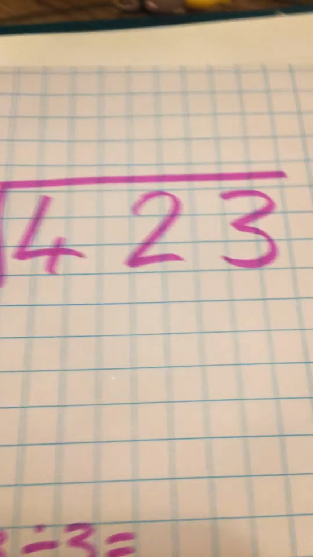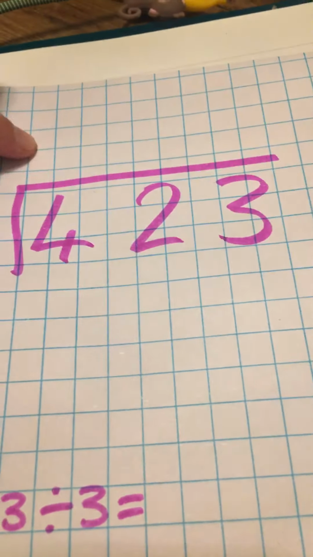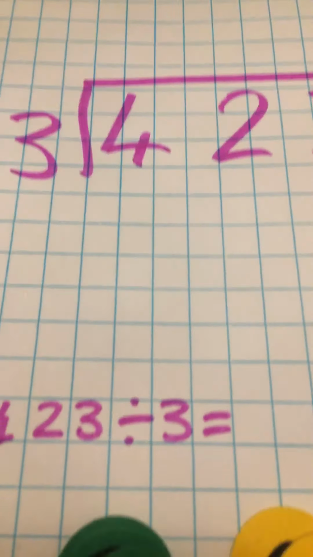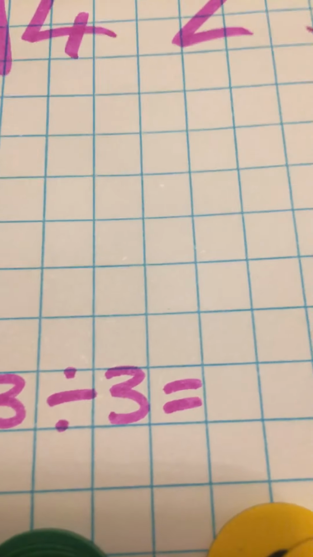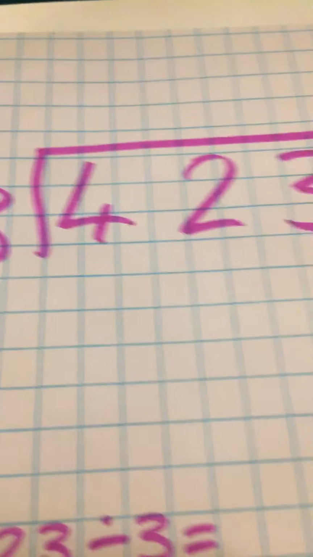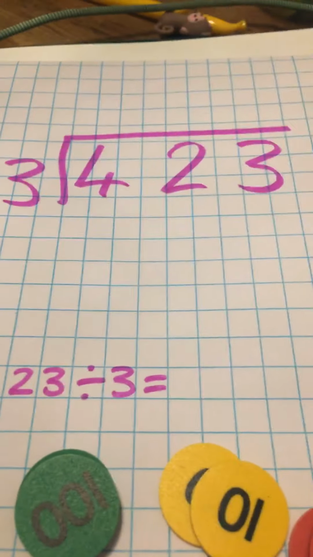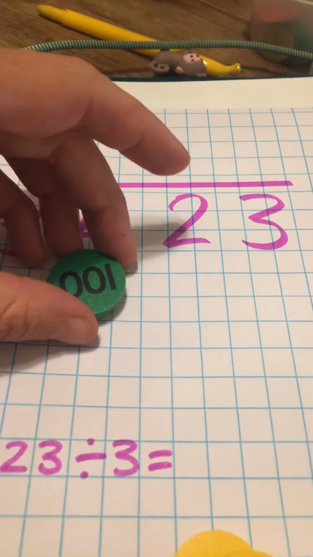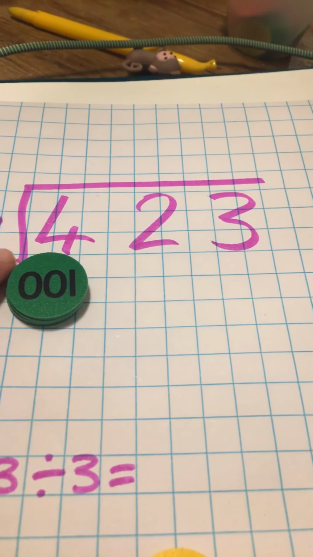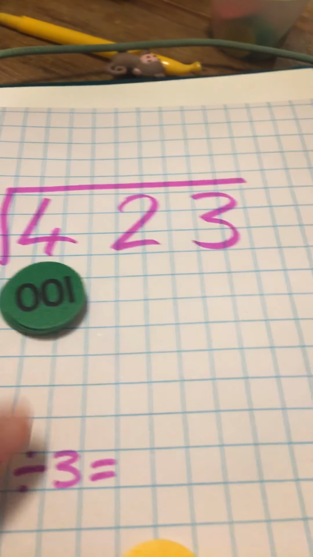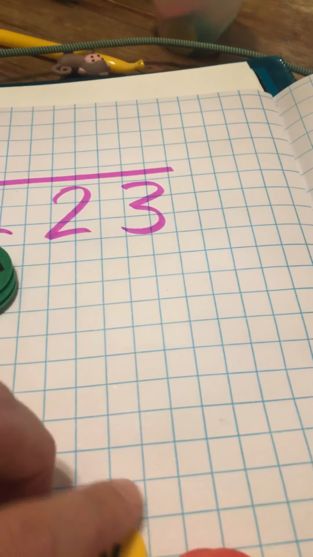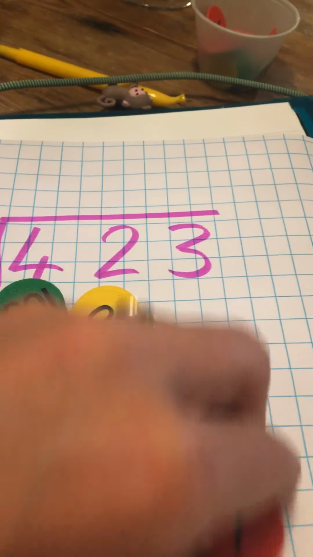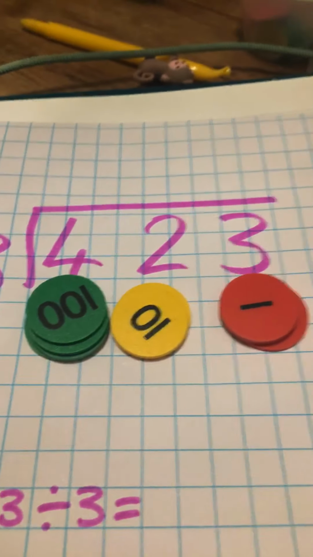So what we do is we put the large number inside the bus stop. Here's the bus stop. Here's the larger number, 423. And the number that we want to split it into, 3, we've popped outside there. Just for visual aid, I'm going to put my counters down. You could draw these underneath if you wanted to. Under the hundreds, I've got 4 hundreds. Under the tens, I've got 2 tens, and under the ones, I've got 3 ones.